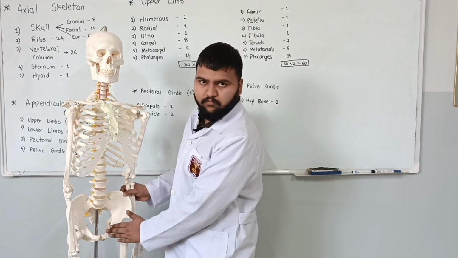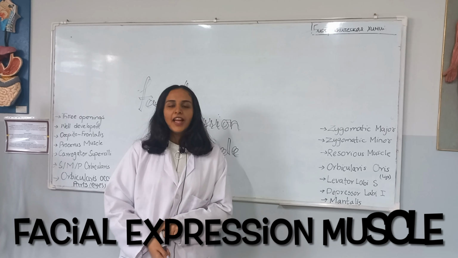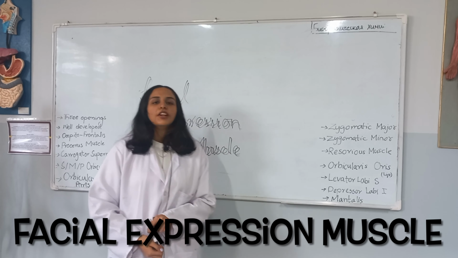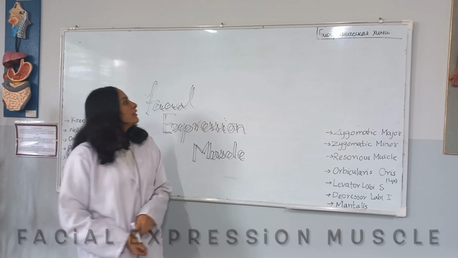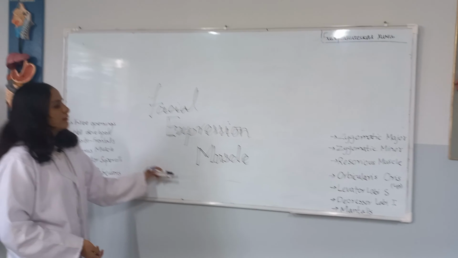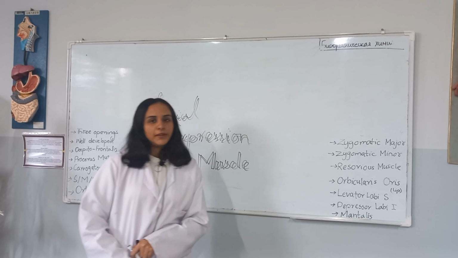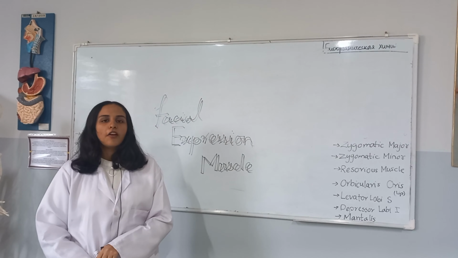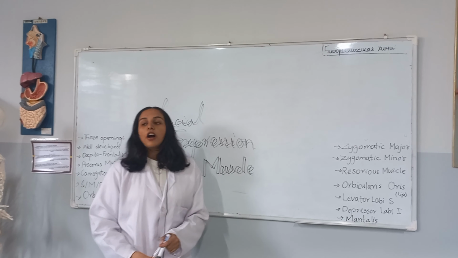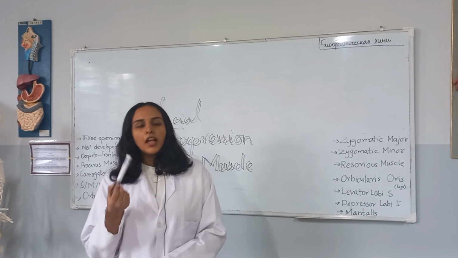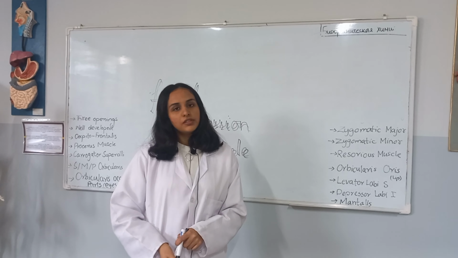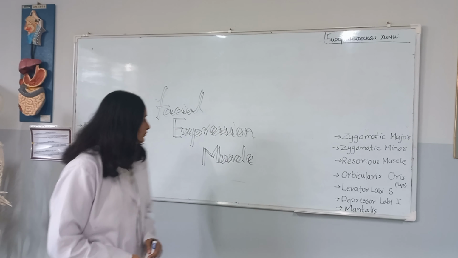Today I will explain facial expression muscles. Facial expression muscles regulate 3 openings: palpebral fissure, oral fissure, and nostrils, out of which the palpebral fissure and oral fissure have the most developed muscles.